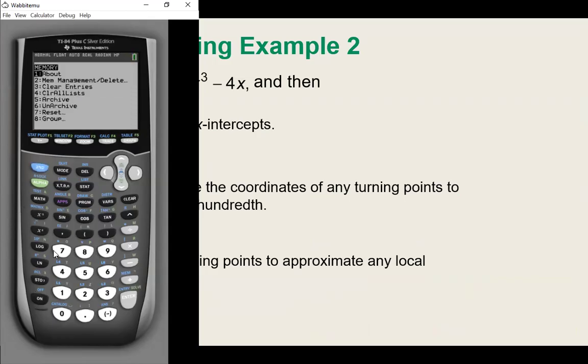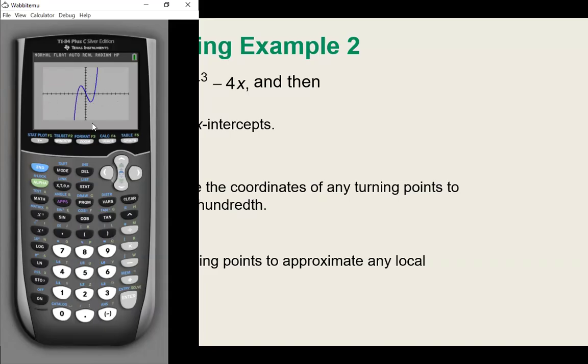Okay, so here we go. I'm going to put my function into y equals. So we have y equals x to the third minus 4x. And it says for me to find my x-intercepts. Now, graphically, when this graphs, it is fairly easy for me to find my x-intercepts, correct? Clearly, I can see it's at -2, it's at 0, and it's at +2.